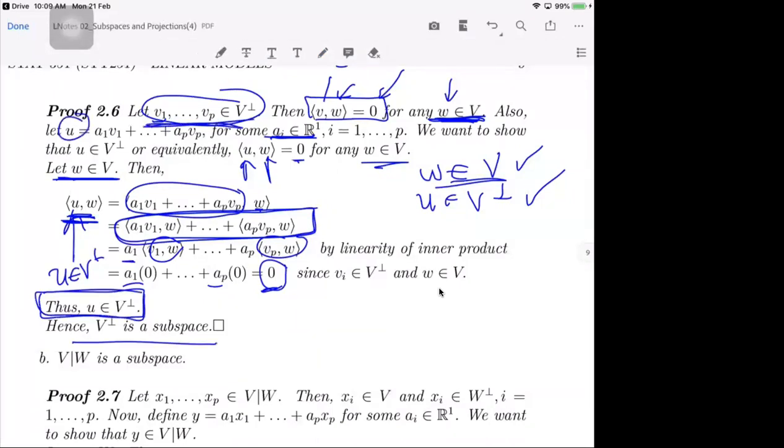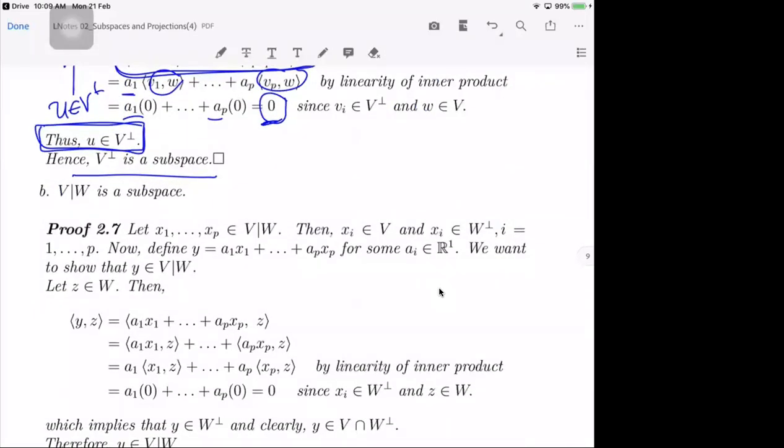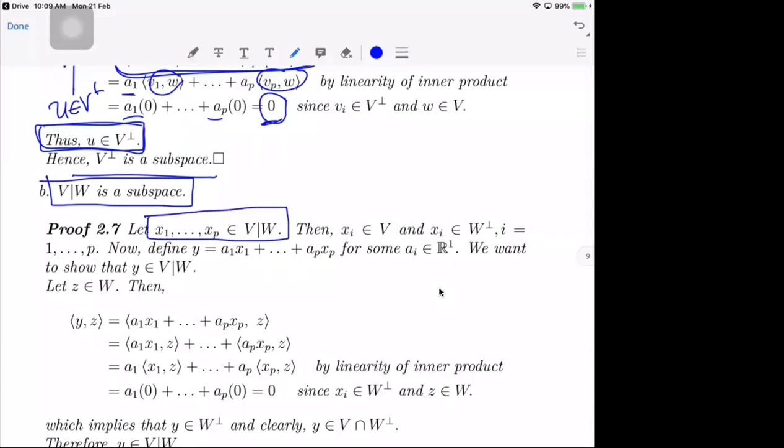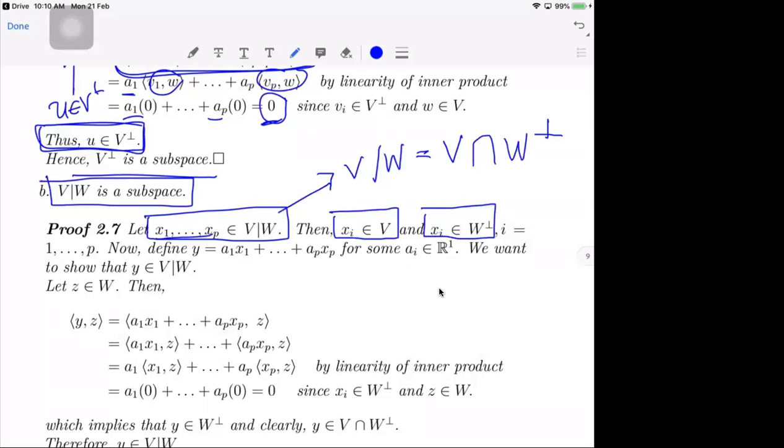Okay? The same thing is also done to show that V intersect W perp is a subspace. How do you do it? Start with vectors in V intersect W perp. Then by the definition of V intersect W perp, what is this? If a vector is in V intersect W perp, it is in V and it is also in W perp. The intersection.